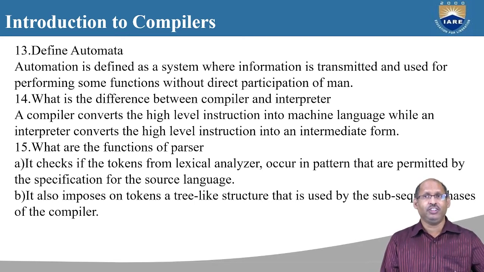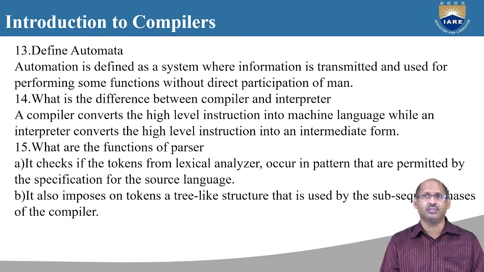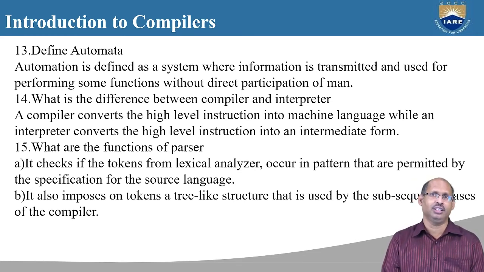So, the difference between compiler and interpreter. We have already discussed this previously. The main difference: a compiler will convert high level to low level, whereas the interpreter will not convert high level to intermediate level. Simply, it will directly evaluate the source program.